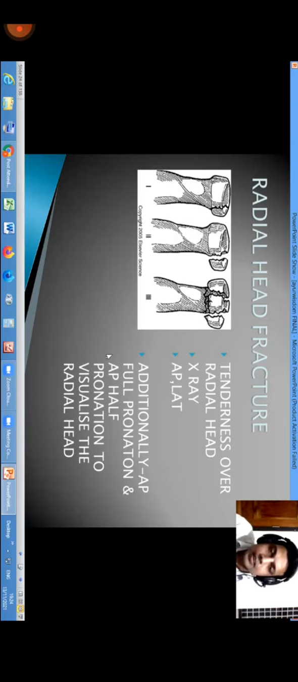Then we should take an X-ray, AP and lateral. If we have doubt about a radial head fracture, we can take additional views, that is AP full pronation view and AP half pronation view to visualize the radial head. This is type 1 fracture. This is just a crack fracture. This is a displaced fracture, type 2, and this is a comminuted fracture.